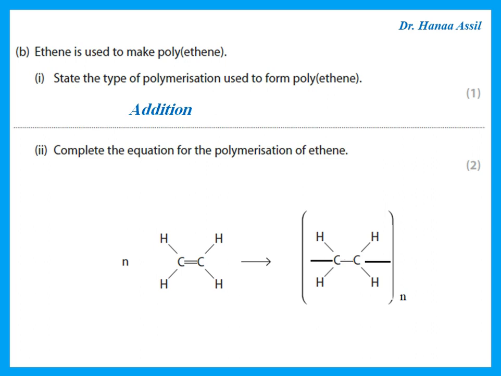So I remove the double bond, I make it a single bond, and then I put a new bond on the right and a new bond on the left to join this unit to other monomers to form a long chain. I'm starting with n numbers of ethene, so I should have a polymer that has n of these repeated n times. Okay, so you need a small n outside the bracket.